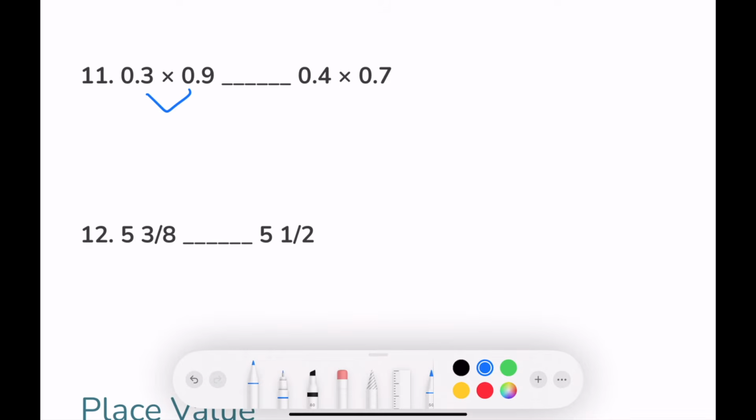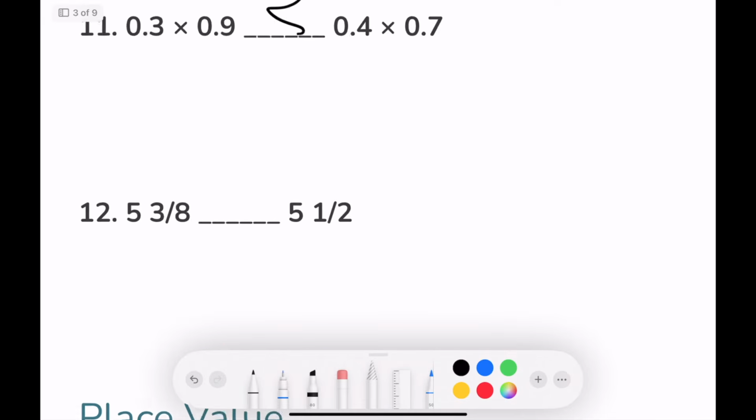0.3 and 0.9. I know that 3 times 9 is 27, so I'm just going to put 0 and a point right there. And this is going to be 0.4 times 7. 7 times 4 is 28. Ooh, these are close, but not close enough. All right, there we go. Now, delete. Moving on.